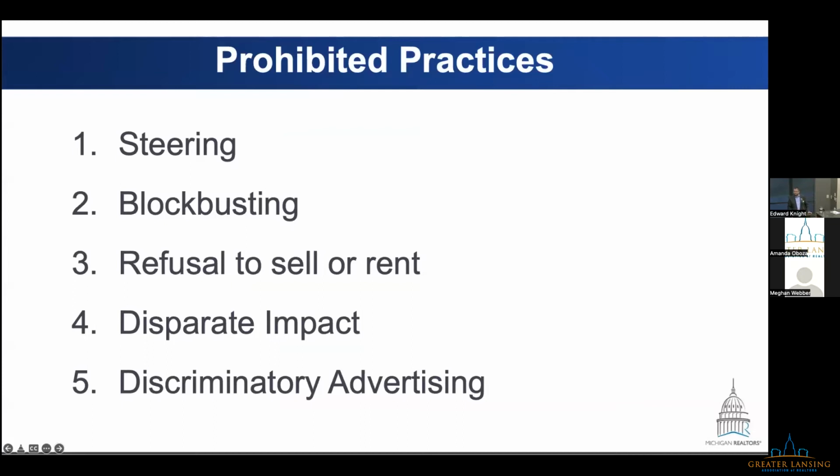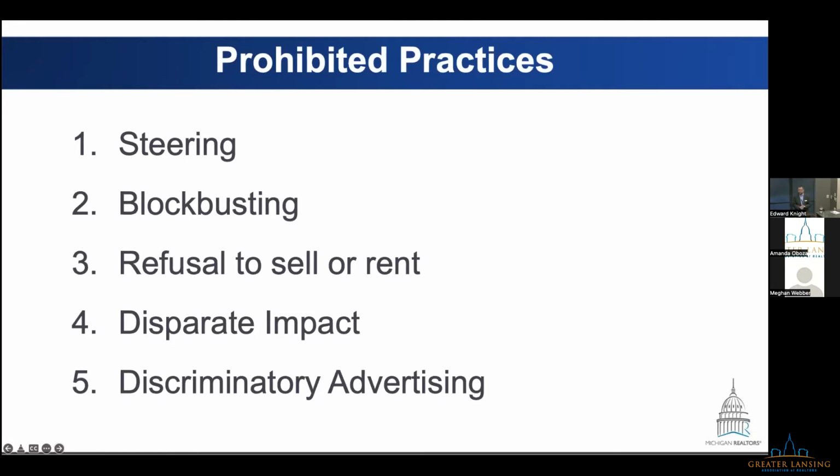Blockbusting. Thankfully, we don't see that much in the current times, but that is going to a client or a potential seller and saying, this demographic is moving in, dropping the prices, and taking over the neighborhood. Refusal to rent or sell. Again, it doesn't happen very often based on the protected classes, more so in the rental aspect of things. But that is a major issue on the rental side. I believe it was 55% of our fair housing violation claims nationally that are based on refusal to rent based on one of those demographics.